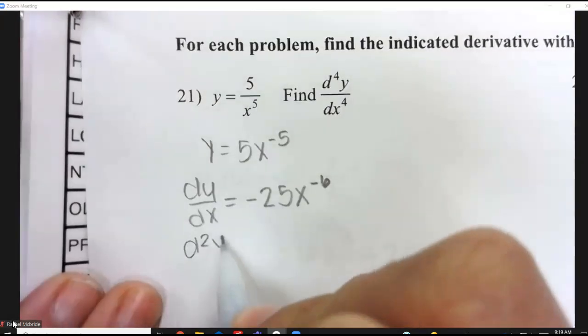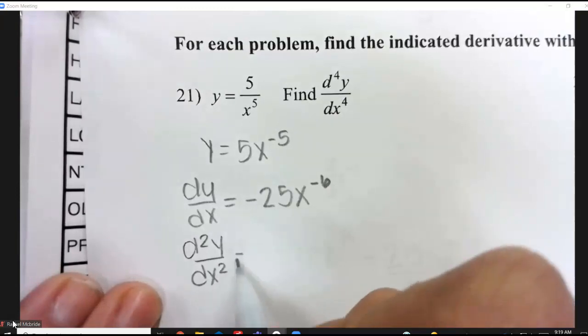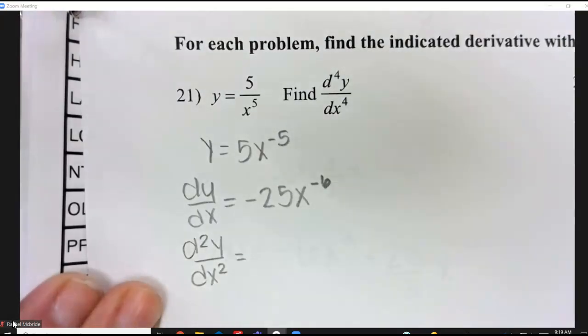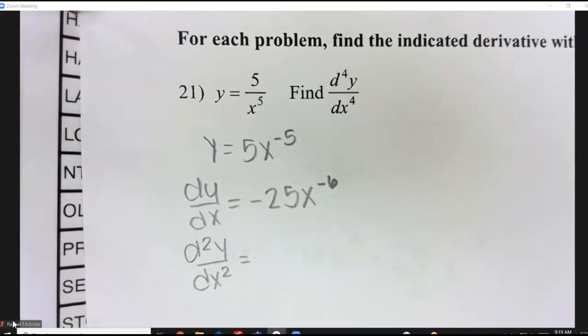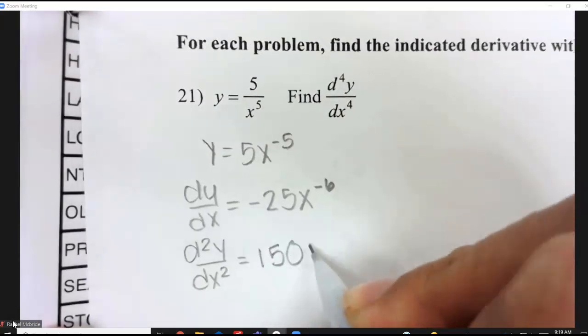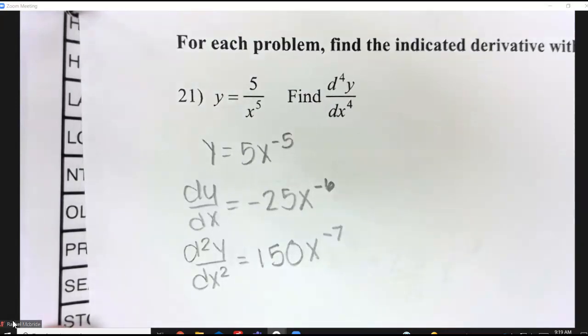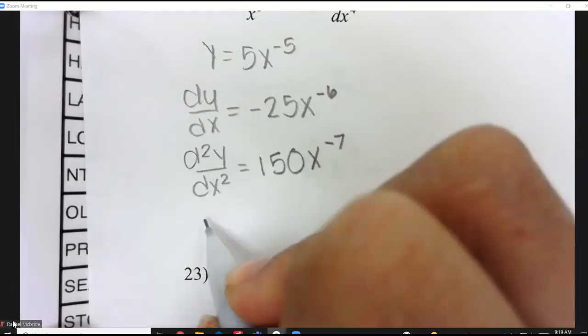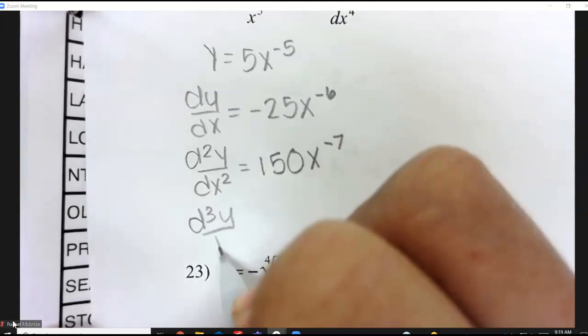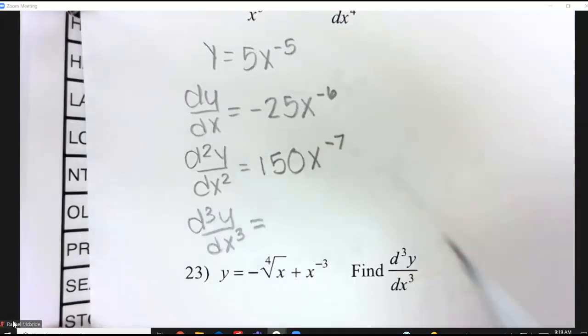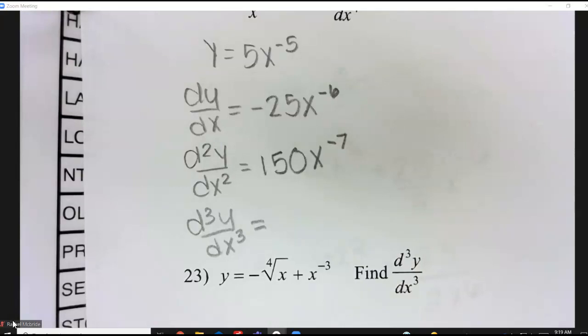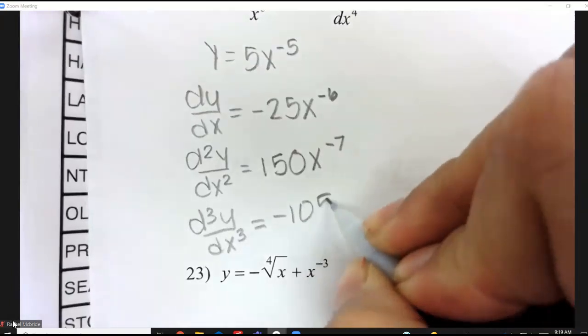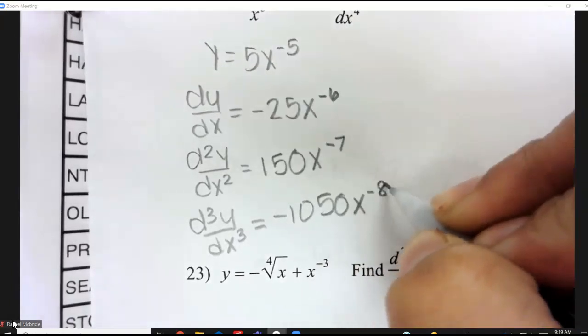And then your next, yeah, because if you do it this way, it's so much easier. Because the next derivative, you just take 25 times 6 and get 150. And then it's x to the negative 7. And then the next derivative would be 150 times 7. And now it's negative 1050 x to the negative 8.